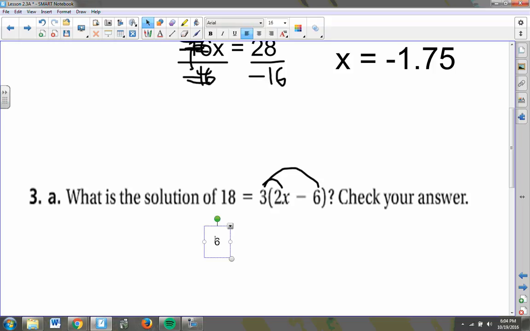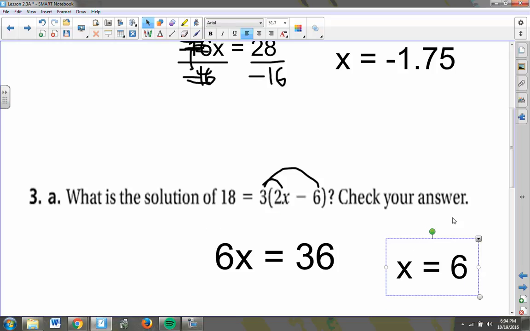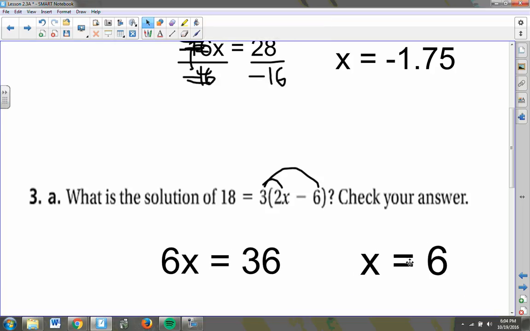Okay, in this case, we should end up with 6x is equal to 18 plus 18, which is 36, which means x equals 6. So that's one type of multi-step equation we may have to solve, which would be using the distributive property before we solve.